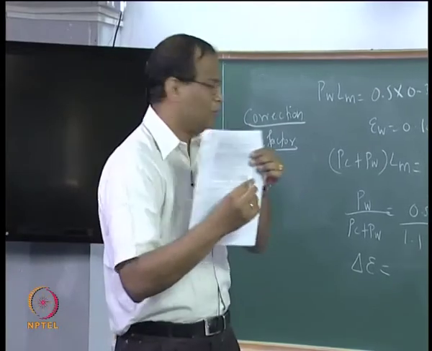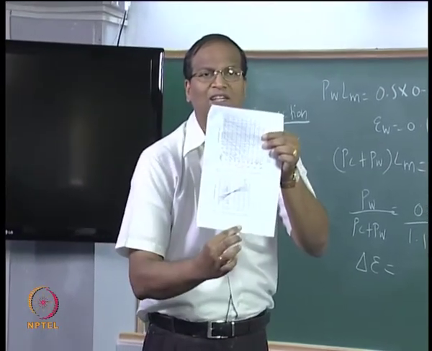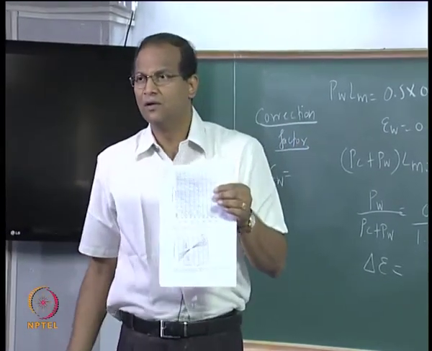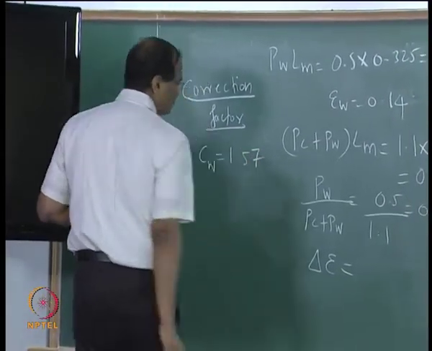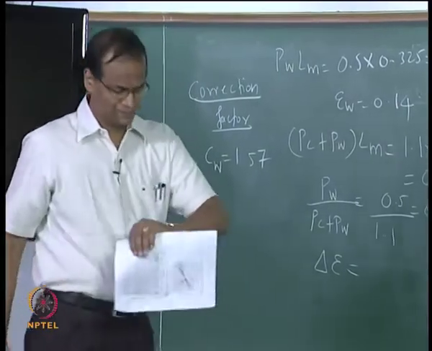Now to calculate for the water vapor, we proceed to chart number 2, page number 2. 2A we already got the value 0.14. Now I am applying the correction factor. Tell me the correction factor. 1.6, okay. 1.57. Okay. Delta epsilon is?